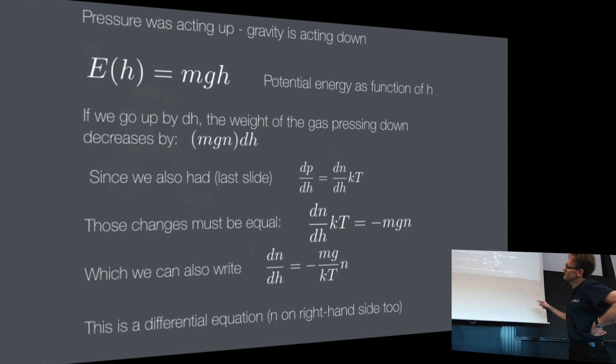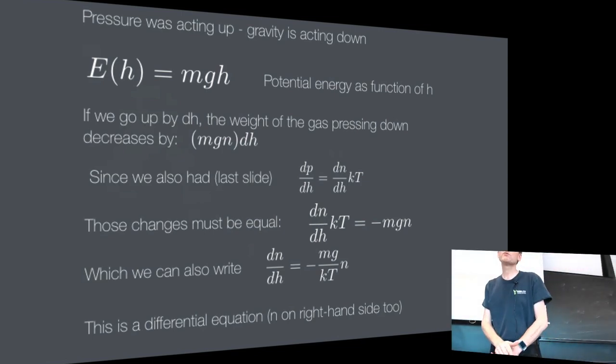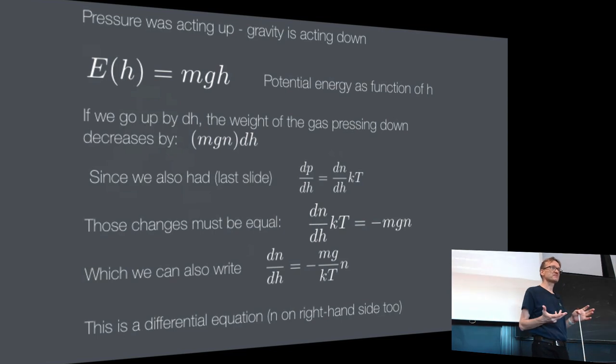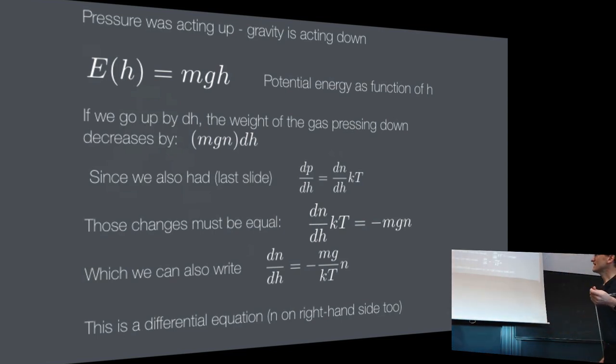So we now have the derivative of the number of particles with respect to the height multiplied by this constant equals minus mgn. And then I just move things around a bit here. The kT I can divide on both sides. So I have the derivative of n equals some sort of constant multiplied by n itself. And remember, n was a function. n is a function of h. Do you follow me that far? And you are physicists. You should probably be able to guess what form n of h has.